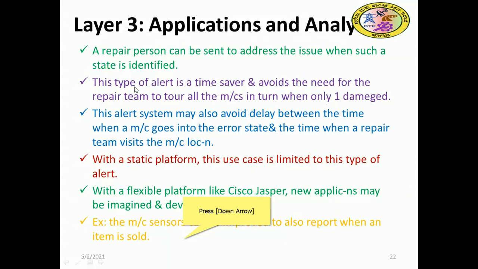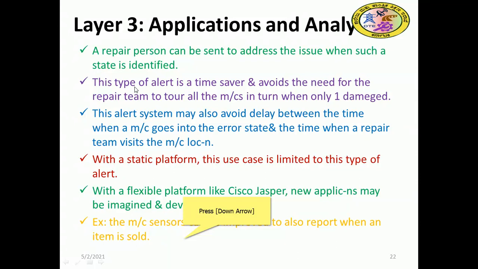Several machines are there. If only one is damaged, they have to go around and rectify them by checking, by polling them one by one. Instead, they can remotely get a message. This alert system also avoids the delay between the time the machine goes into error state and when the repair person visits the machine location.